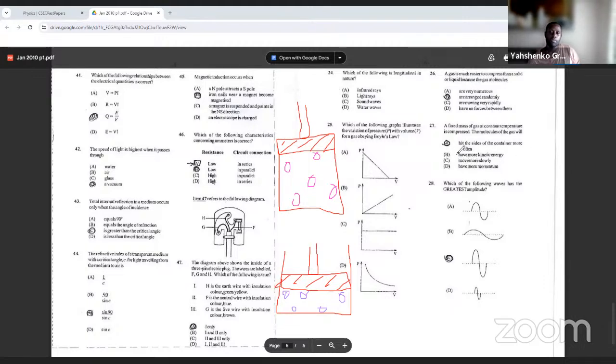If their temperature remains constant, you can't say that they have more kinetic energy. All right? And you can't say that they have less either. So it's just that it's going to hit the walls of the container more, because it's going to take less time to cover the space.